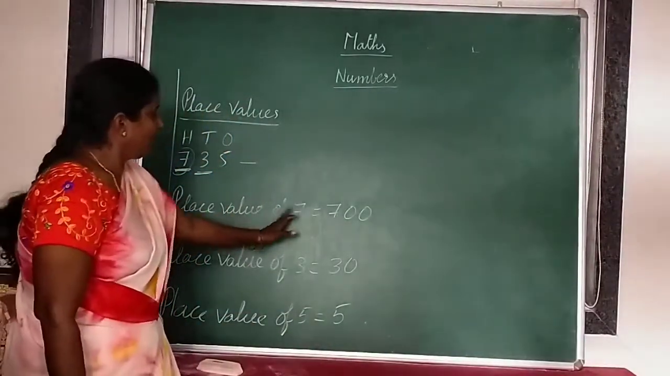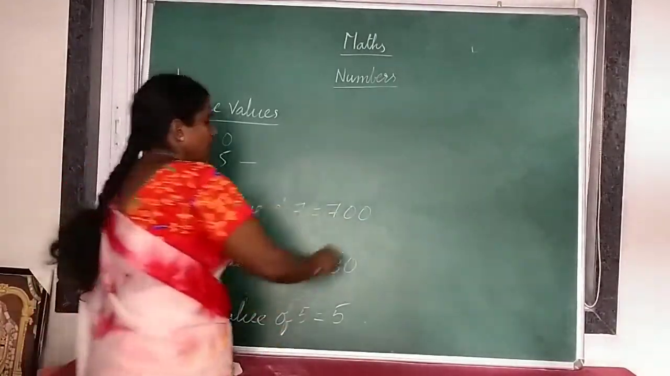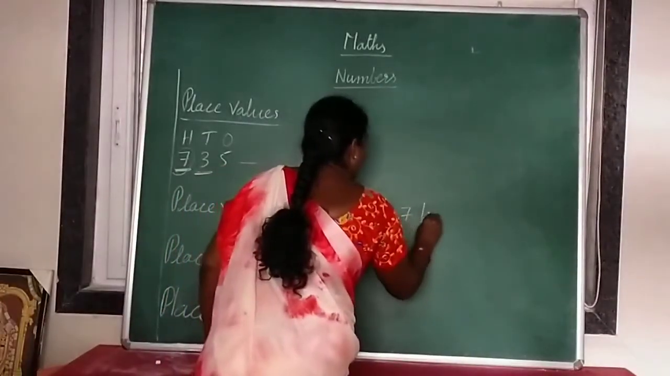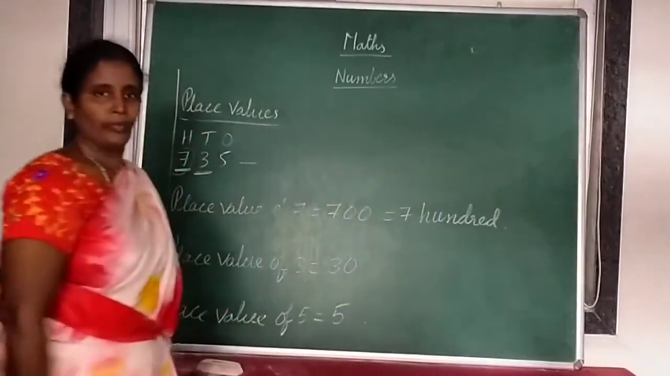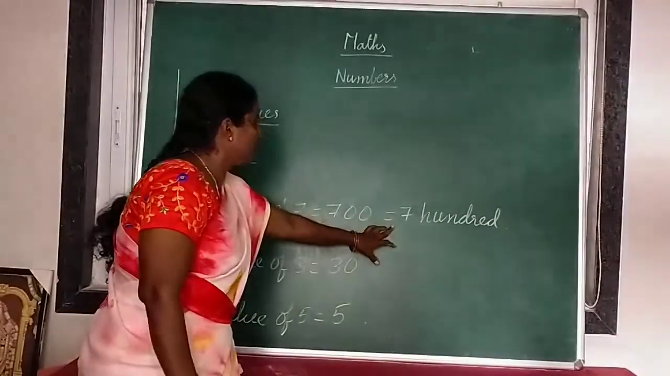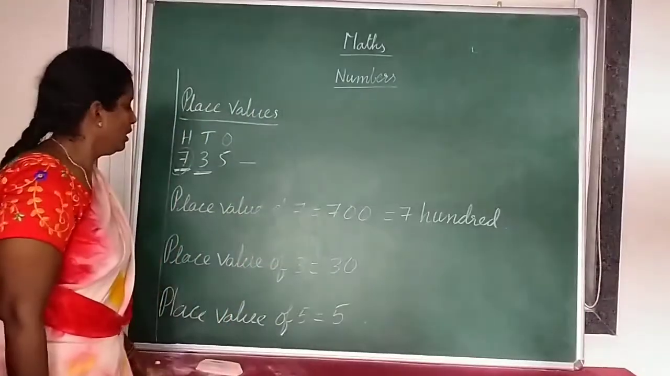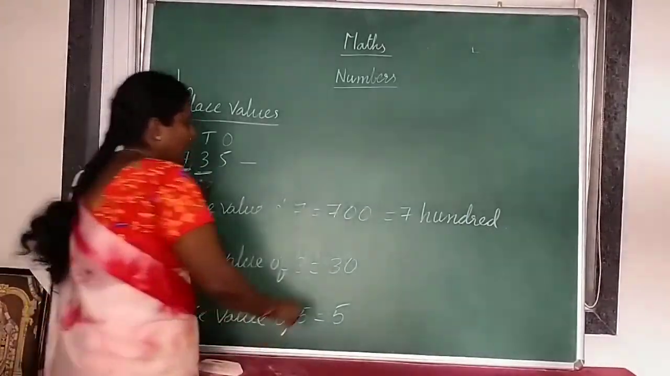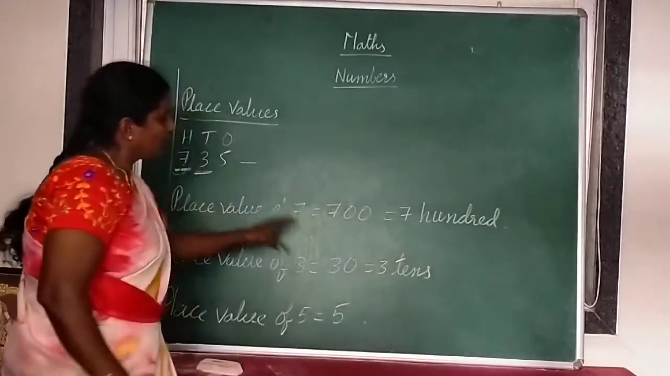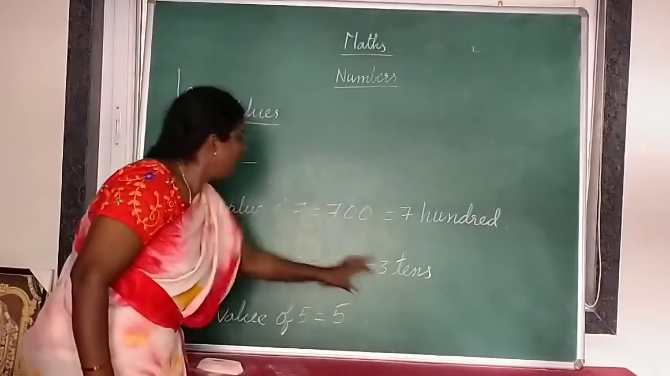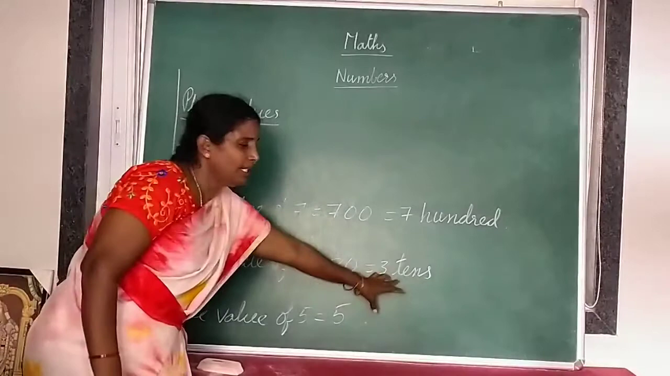Now, we can write these place values in another way also. 7 in hundreds place, it is nothing but 700. So, we can write it as 700. Like this also we can write. Okay, number 9. 7 in hundreds place. So place value of 7 is 700. Here 3 in tens place. So we can write it as 3 tens also. Understood? 30 is nothing but 3 tens.